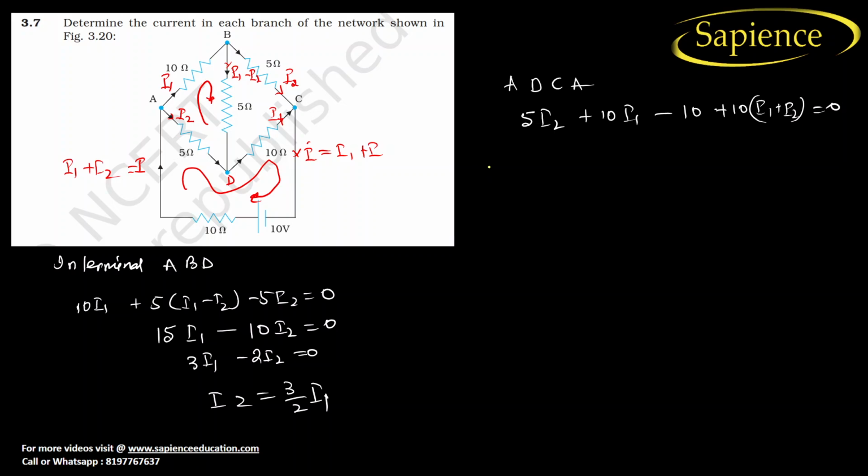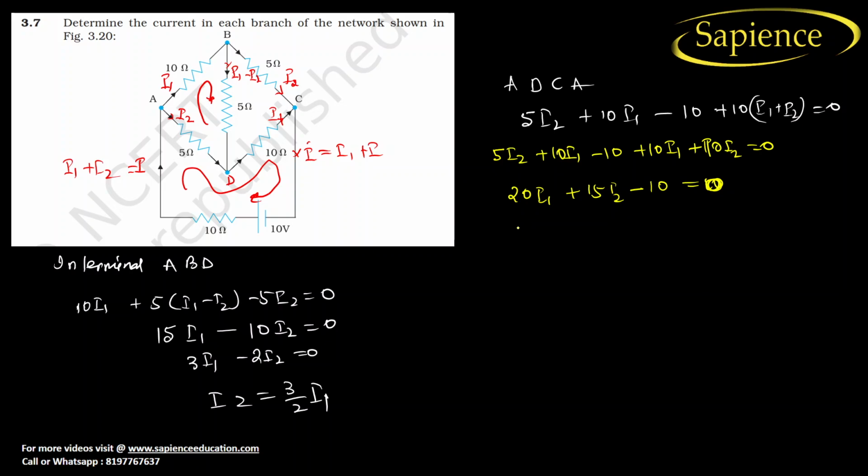So this will be how much? This will be 5 by 2 plus 10I1 minus 10 plus 10I1 plus 10I2, that is equal to 0, right? Now 5 by 2 plus 10I2, 15I2 and 20I1. So 20I1 plus 15I2 minus 10 is equal to 0.